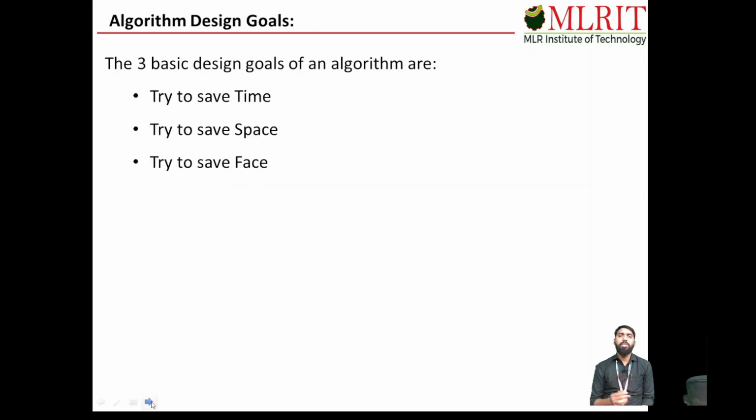The three basic design goals of an algorithm. When you write an algorithm to solve a problem, you keep these points in your mind. One is to try to save time, that means your algorithm executes within the minimum time. Another is to utilize the minimum space. The third is safety, which is how strong your program is in terms of security, and how it terminates.